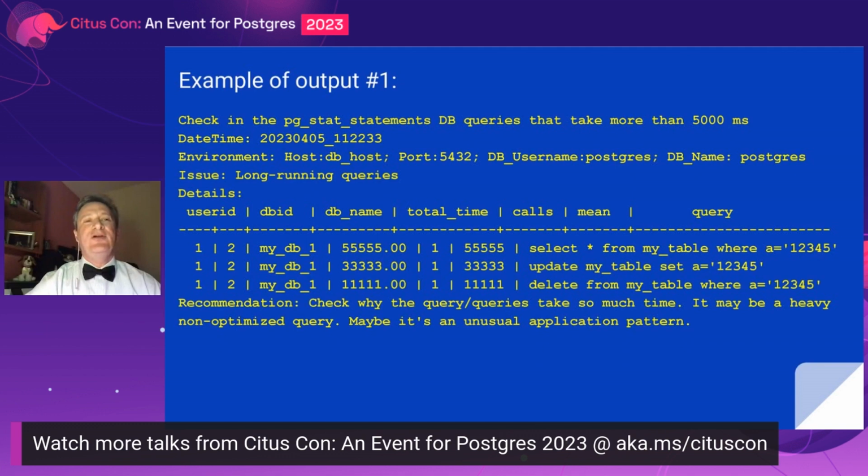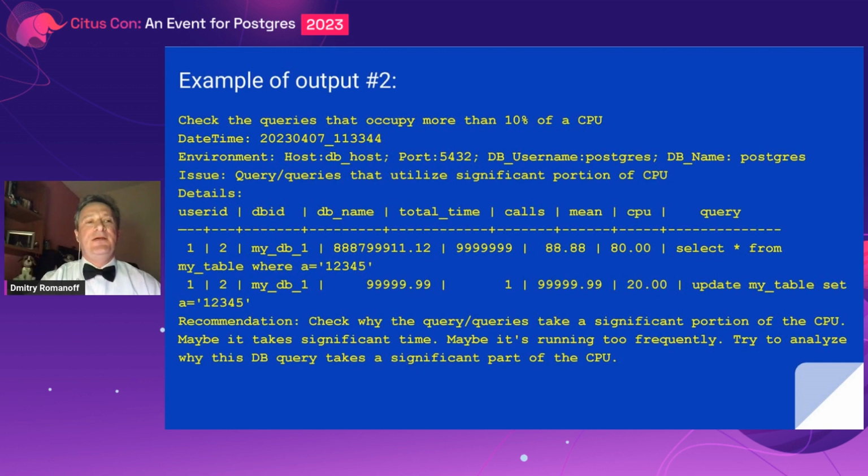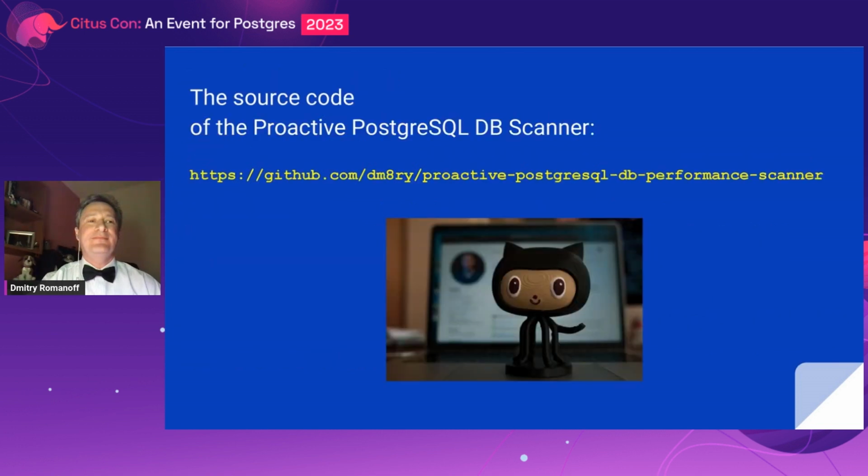Here we can see a check according to the table pg_stat_statements: the database queries that take more than 5 seconds. Another example of the output of the proactive Postgres database performance scanner: you can see the queries that occupy more than 10% of CPU. The source code of the proactive Postgres database scanner can be found at the URL that you see on my screen.